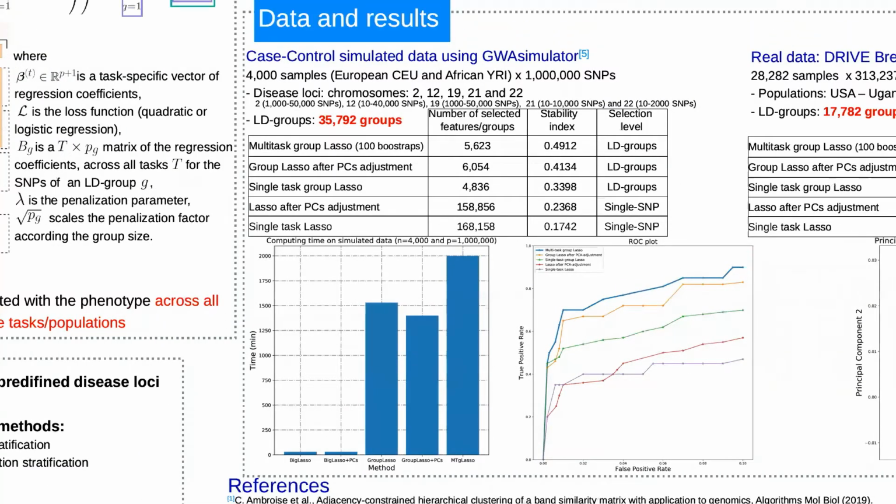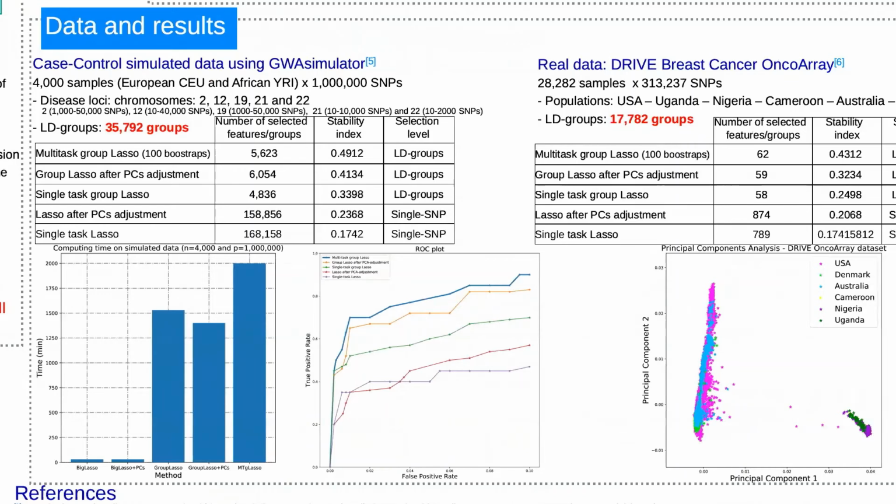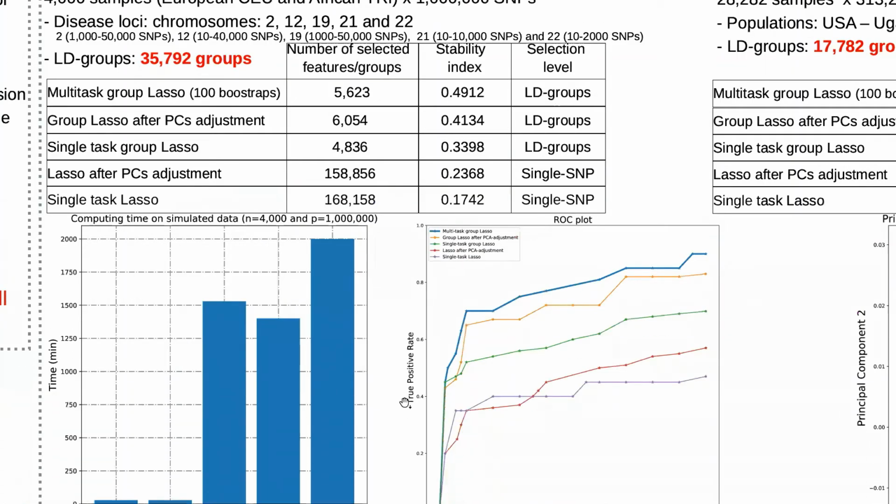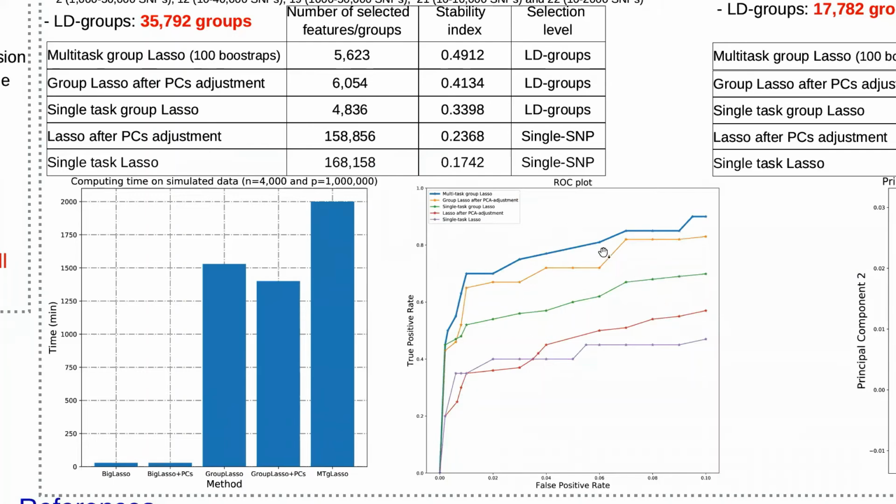Now let's present some results. We used basically two data sets. The first one is simulated with 4,000 samples from European and African populations, and we included 1 million SNPs. We also predefined the disease loci in different chromosomes, and we computed the LD groups using hierarchical clustering. So on the ROC plot here, we can see that our method, multitask Group Lasso, outperforms the state-of-the-art methods with a low false positive rate.